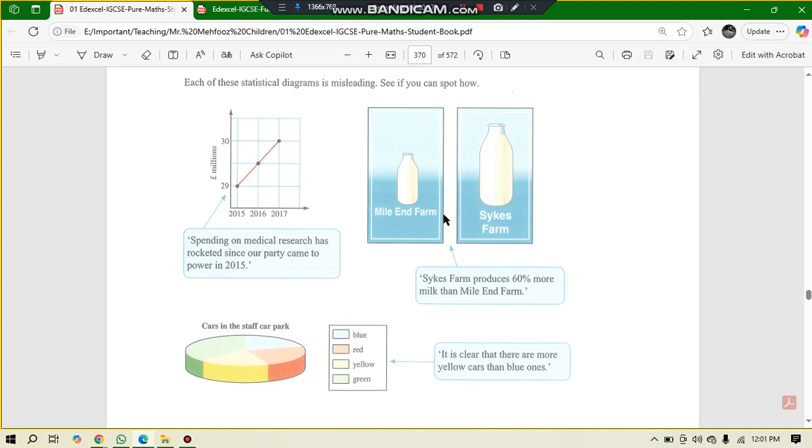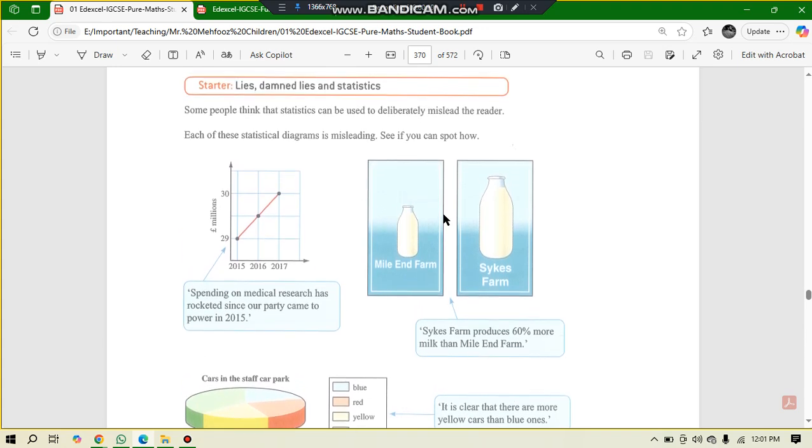So first of all, you can see that some people think that statistics can be used to deliberately mislead the reader, right? Each of these statistics diagrams is misleading. See if you can spot how.